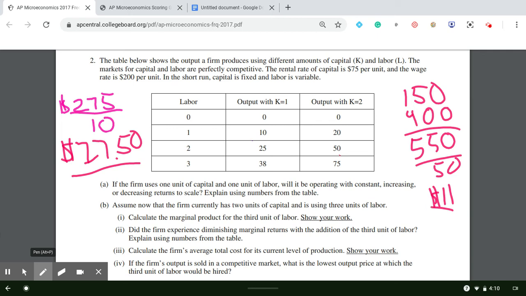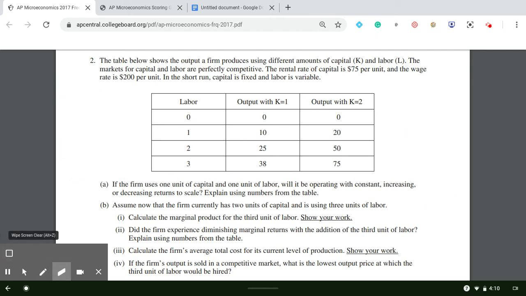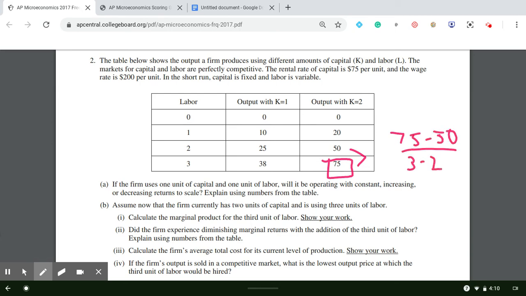Okay, great. B, assume now that the firm has 2 units of capital and is using 3 units of labor. Okay, so we are down here. Should be producing 75. Calculate the marginal product for the third unit of labor. Well, that goes from 75 minus 50, 3 minus 2, or the rate of change is just 25. Okay, so that's the marginal product of that labor, the third unit.